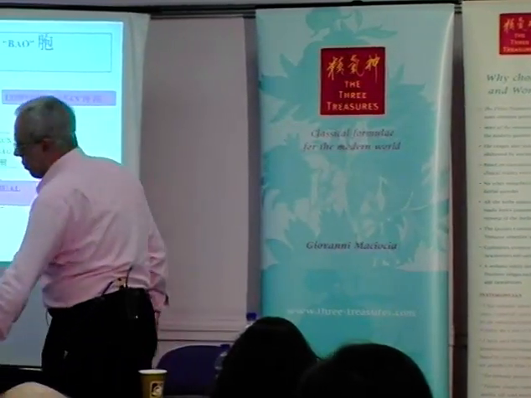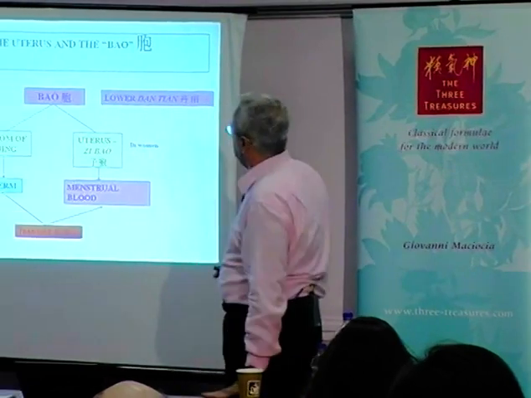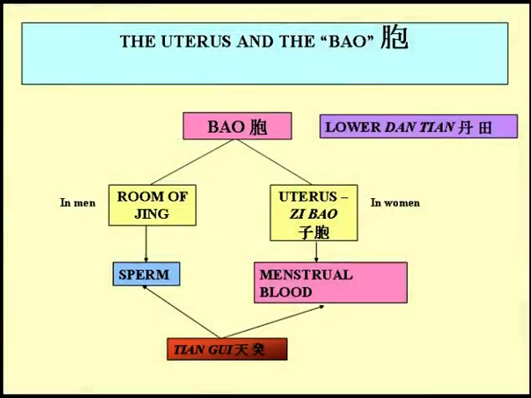The uterus is found at one of the six extra fu, and the uterus, as you can see here, is called zibao. Bao means an envelope, a container. Bao gives the idea of envelope, container, and zi means baby. So the baby container is the uterus.